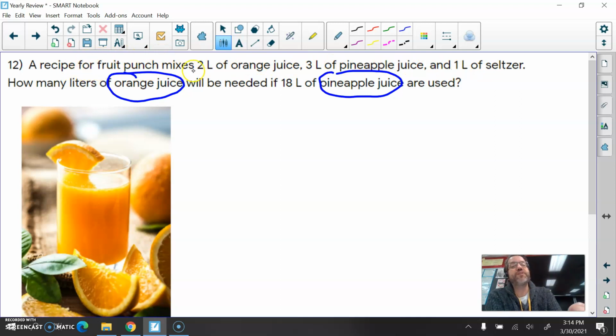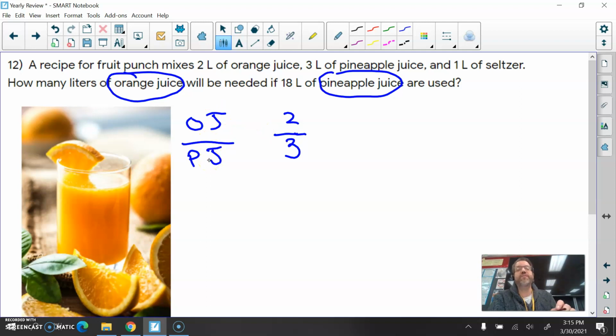A recipe for fruit punch mixes 2 liters of orange juice. Let's put the orange juice in the top of our ratio, and we'll put the pineapple juice in the bottom of our ratio. So in our recipe, 2 liters of orange juice gets mixed with 3 liters of pineapple juice. So my ratio is 2 to 3 when comparing orange juice to pineapple juice in this recipe.